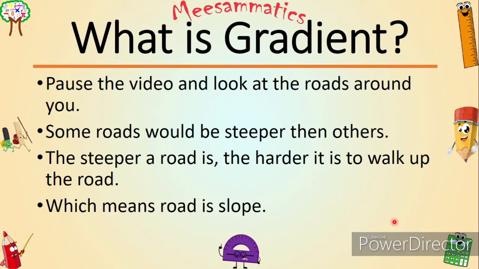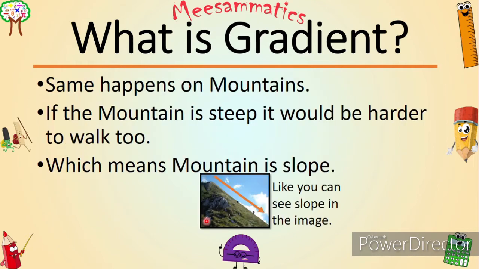What is gradient? Pause the video now and look at the roads around you. Some roads would be steeper than others. The steeper a road is, the harder it is to walk up the road, which means the road is a slope. The same happens on mountains. If the mountain is steep, it would be harder to walk too, which means the mountain is a slope.